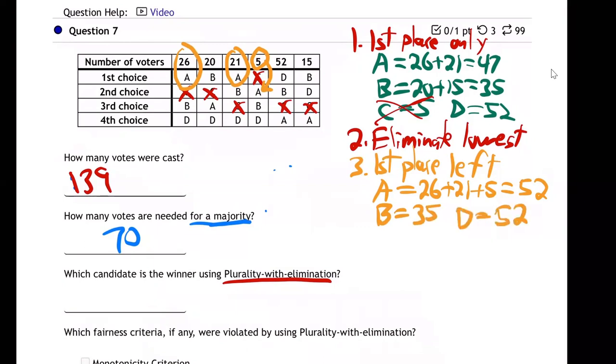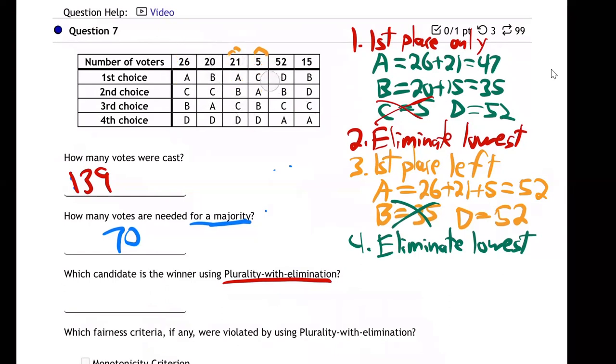All right, so somebody's going to get eliminated. Who's out? Step 4, eliminate the lowest. And the lowest now is B. B's out. So C was out in round 1, B is out in round 2. So let me go back and fix that. I'm going to cross out C and B in every column. Okay, then you do another vote.